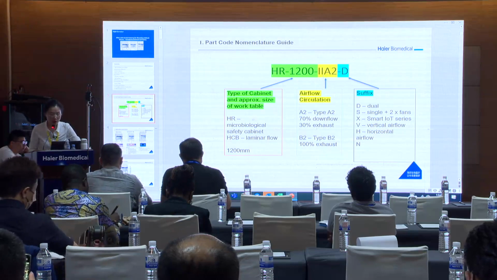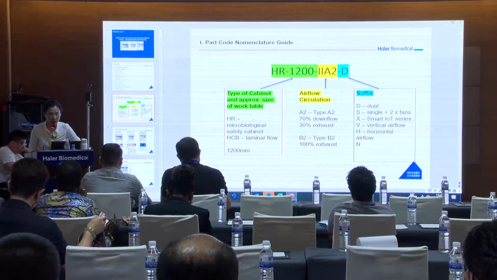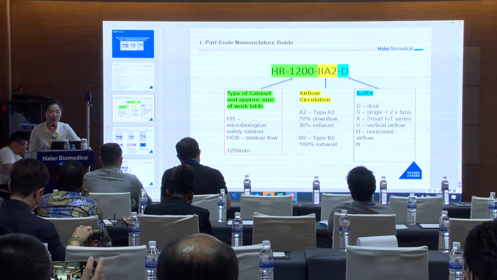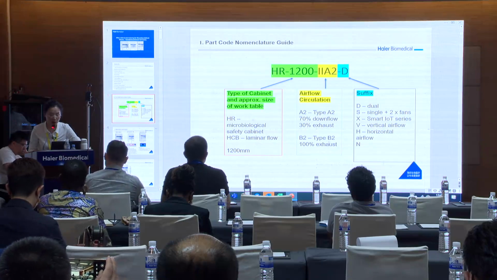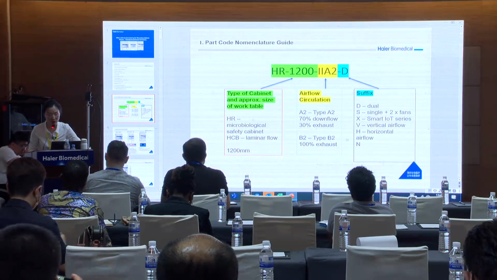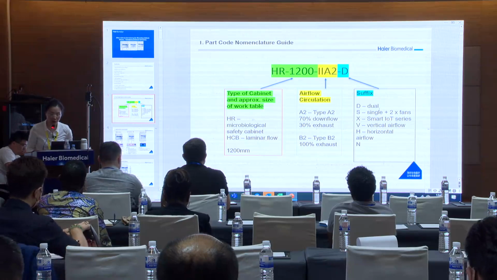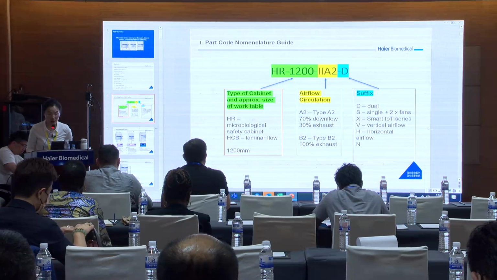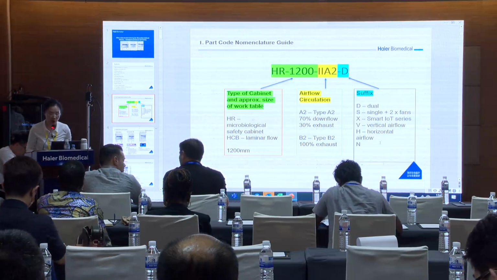So this part A2 is the airflow circulation type, and A2 means 70% downflow and 30% exhaust. If it's B2 type, it is 100% exhaust. The suffix D means dual, and S means single, with 2 fans. X means smart IoT series. Y is vertical, H is horizontal.